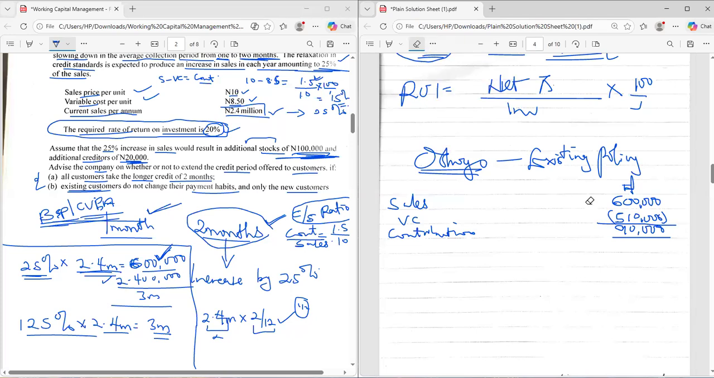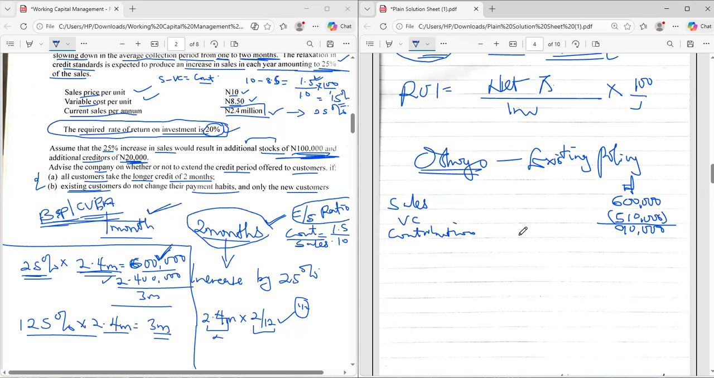So that's our contribution. This is using the P&L pattern. Our sales increment was 600,000. Our contribution is 90,000 as we have completed before, I don't need to do that again. Then 600,000 minus 90,000 will therefore give you your variable cost. Don't forget this contribution is 15%, so here should be 85%.